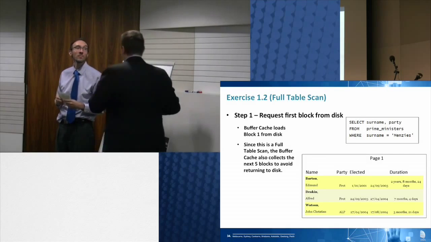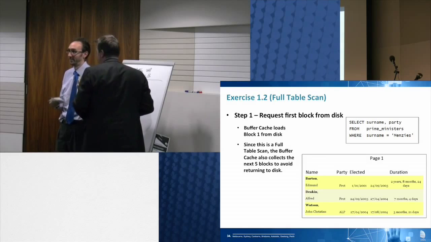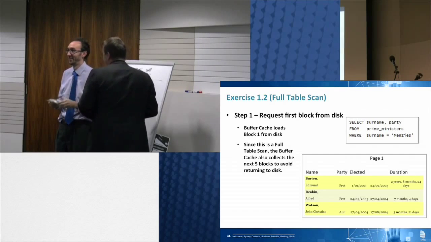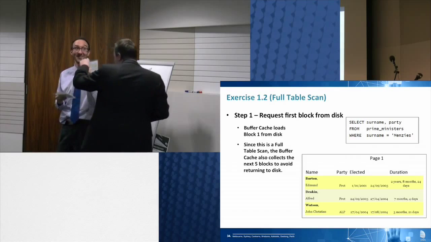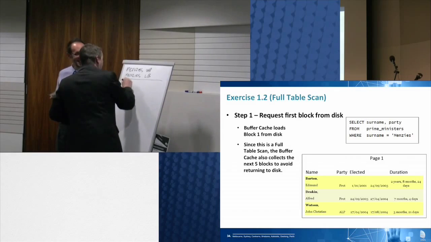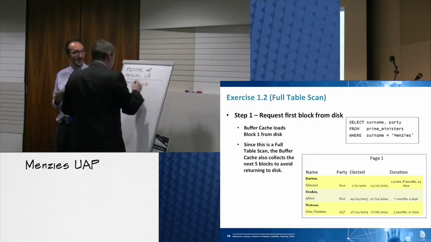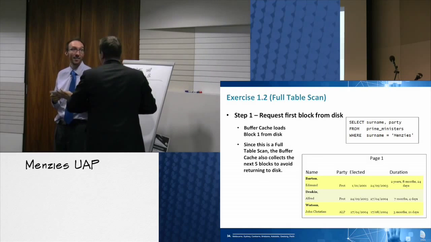Okay, buffer cache, can I please see block number 1? Menzies, not there. Block 2? Menzies, no. 3? No. 4? No. 5? No. 6? Oh look, Menzies. Okay, number 1, Menzies UAP. Block number 7? I don't have it.